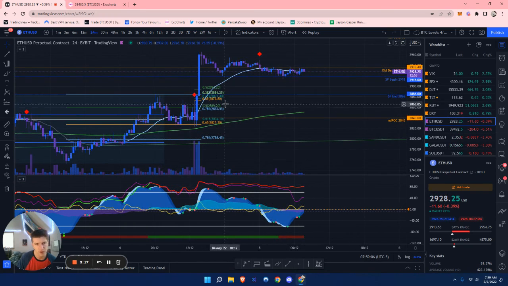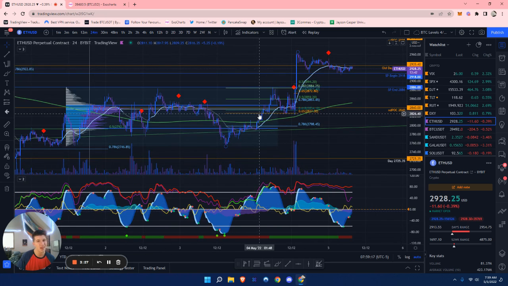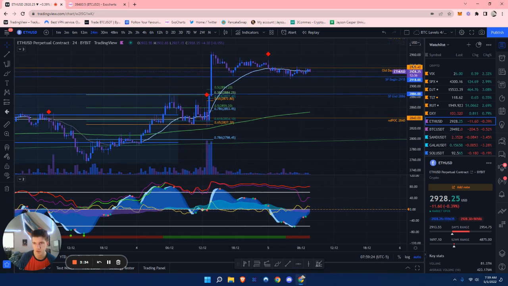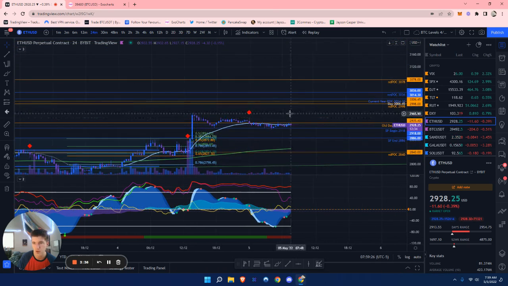Also, if we do end up breaking below that, I do expect us to come down to this 2834 and fill this naked daily point of control. It really doesn't seem as possible because there is a lot of upward momentum at the moment. But again, expect uncertainties with crypto.